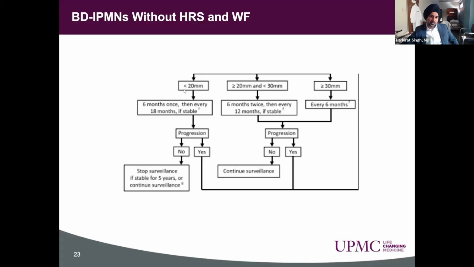If the cyst progresses, for example, the size grows bigger, or now they have developed pancreatitis, or now they have developed diabetes, or if you develop any other worrisome features, then you reevaluate everything again, and go through the flowchart again. If the cyst size is between 20 and 30 millimeters, then you repeat imaging at 6 months twice, and if everything is stable, you repeat imaging every year. And again, most cysts will be stable.